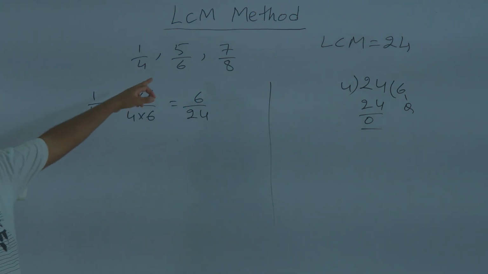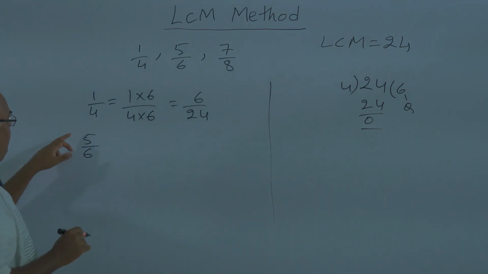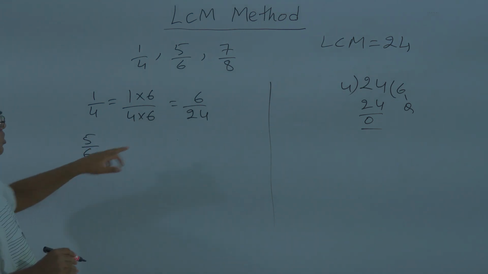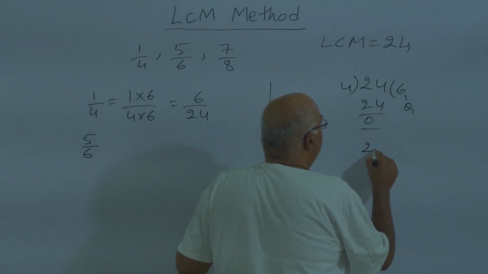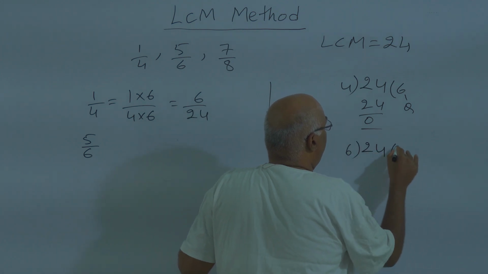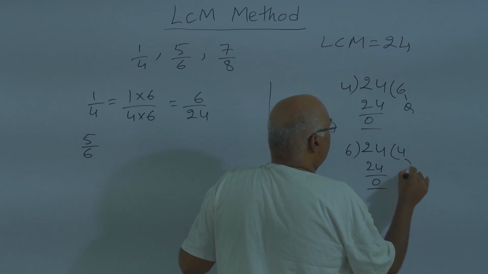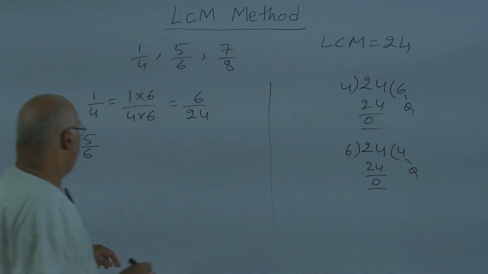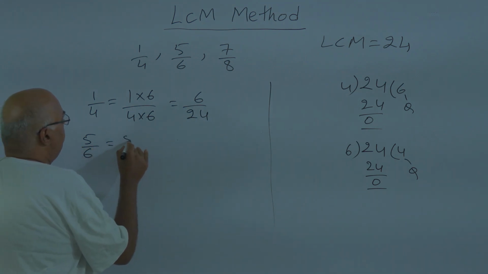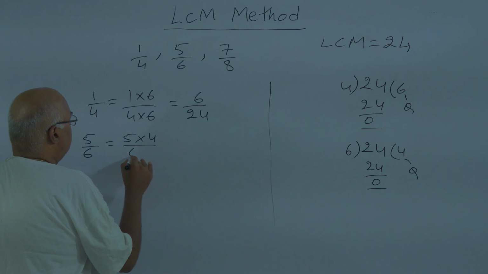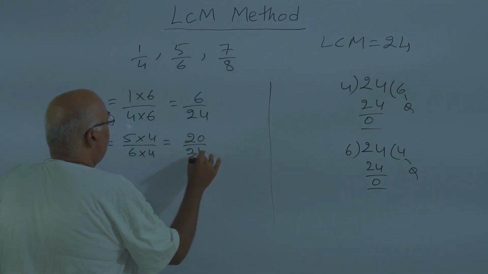Now in the same way I will convert the second fraction. I will take the second fraction, 5 by 6. In the second fraction, the denominator is 6. So I will divide the LCM by 6. If I divide the LCM by 6, I get 6 4s are 24. The remainder is 0, so the quotient is 4. I will multiply the numerator and denominator of the second fraction by 4. So this is equal to 5 into 4 by 6 into 4, which is 20 by 24.